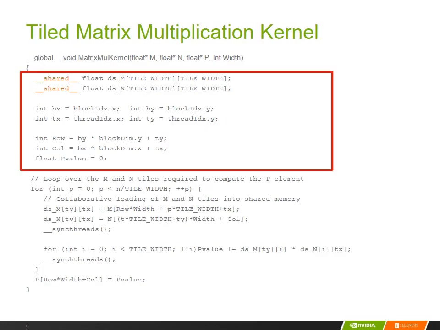Now we're ready to study a tiled matrix multiplication kernel. The first part of the kernel is very much the same as the basic matrix multiplication, with the exception that we added two additional declarations of shared memory arrays, Mds and Nds. These are tile width by tile width two-dimensional arrays that will be used to hold the input tiles for M and N.